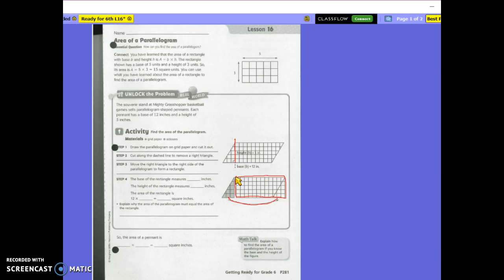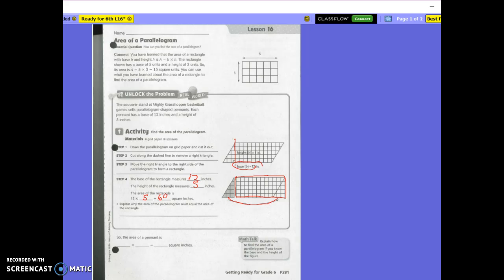The base of the rectangle measures what? 12 inches. And the height of the rectangle was 5. The area of the rectangle is 12 times 5, which is 60. Okay? So all we did was take a chunk of our parallelogram and flip it to the other side, and we made it a rectangle.